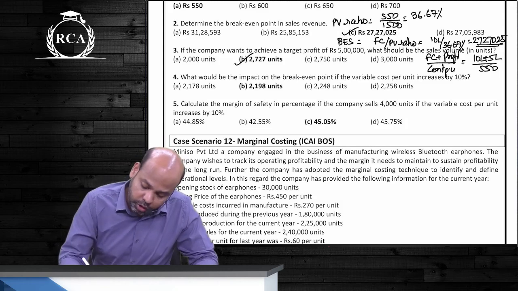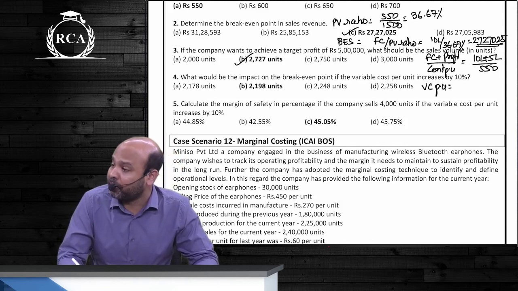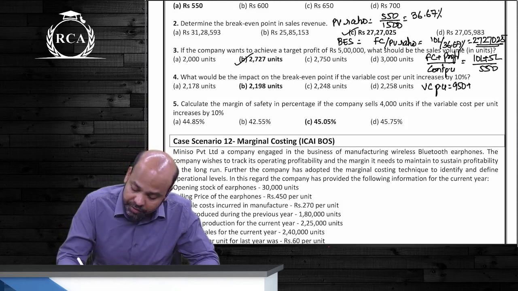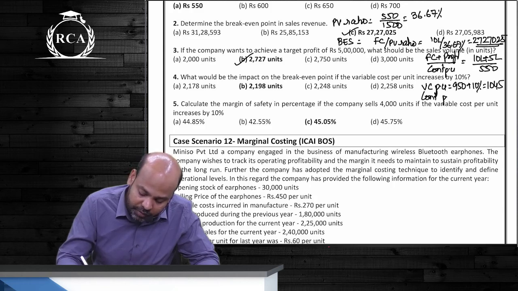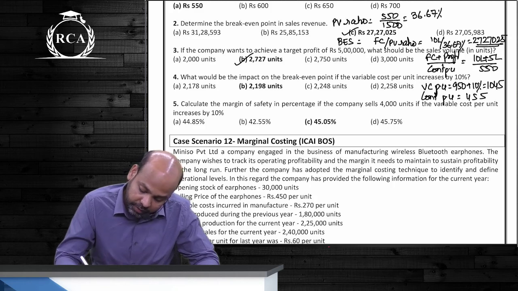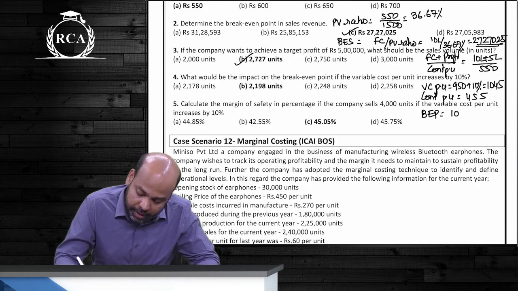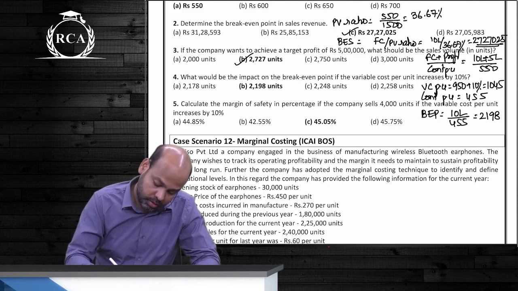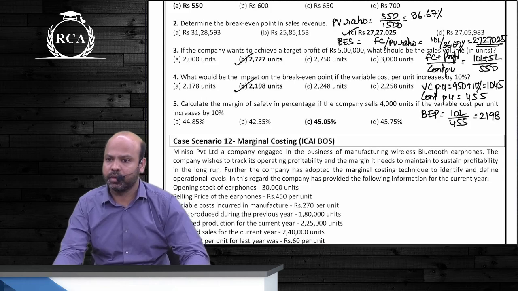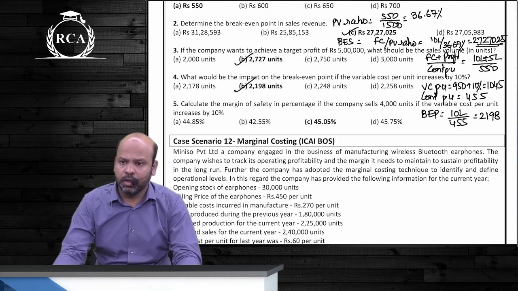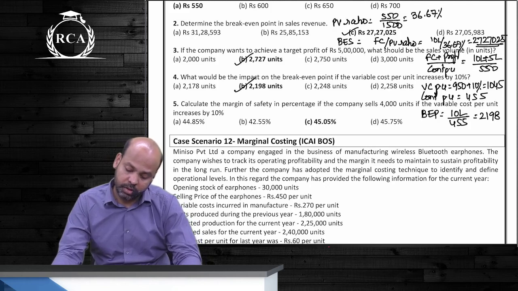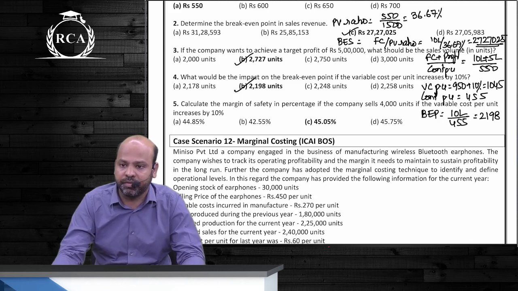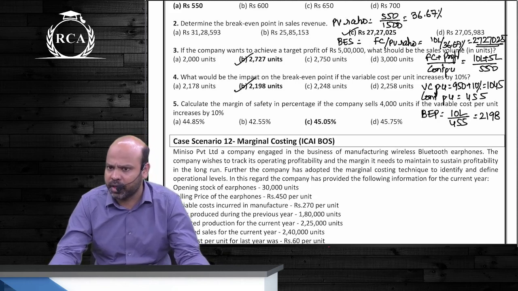Guys, for the fourth question, beta, the variable cost per unit will become, what was it earlier? It was 950, right? 950 plus 10%, 1045. So contribution per unit will become 455, guys. So break-even point, beta, will become 10 lakhs by 455. The answer is 2198 units, guys. You are going to write 10 lakhs divided by 455 equals 2198 units.